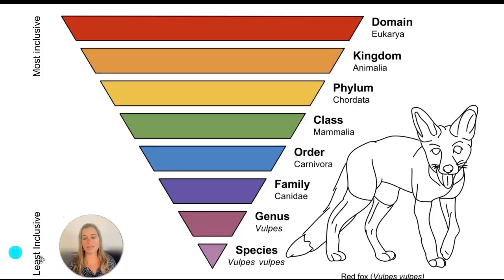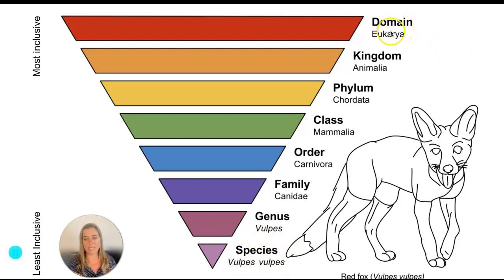So you can see that in this naming system, we go from the most inclusive or the least specific to the least inclusive or the most specific. In fact, the most specific is here at the bottom under species. That's another fun way to help you remember things.